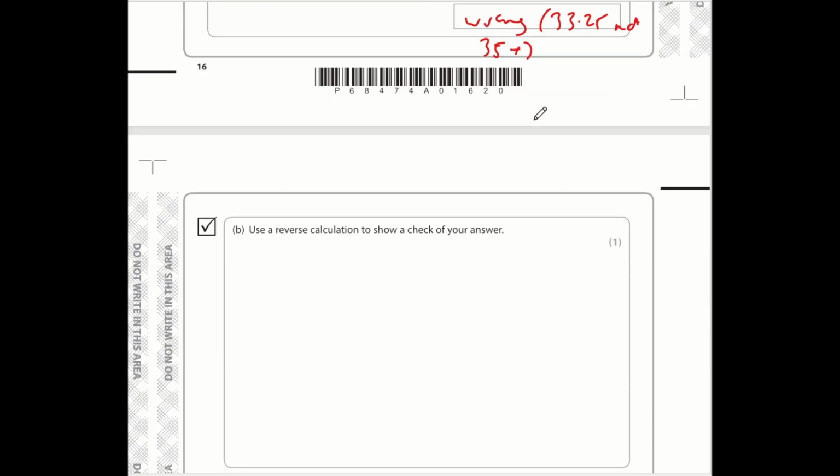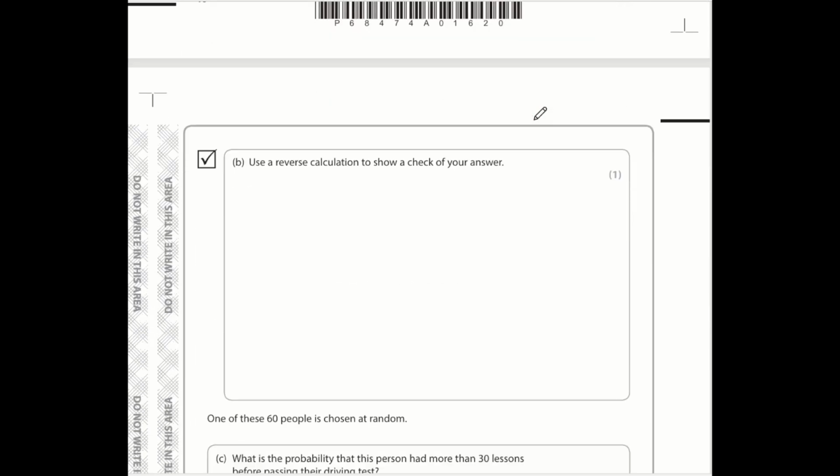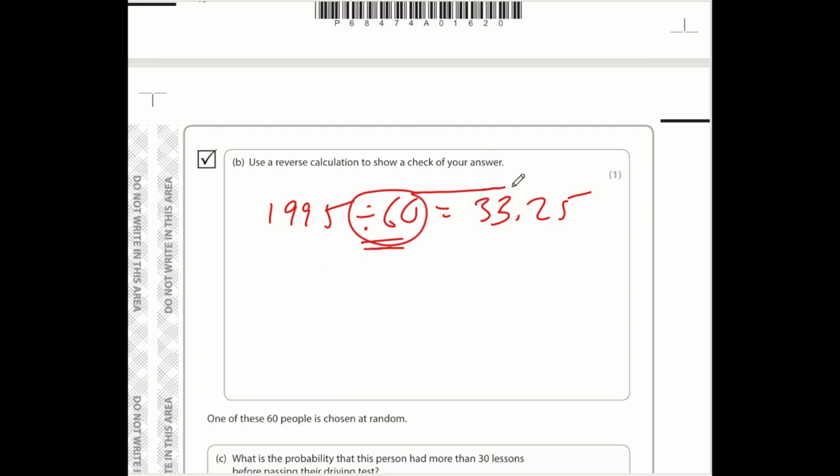So there we go. Use a reverse calculation to show a check of your answer. The final calculation we did was 1995 divided by 60 to get 33.25. So instead of dividing by 60, let's move that over to this side where it will become multiplied by 60, and 33.25 times 60 is 1995. So since this is correct, this must be correct as well.